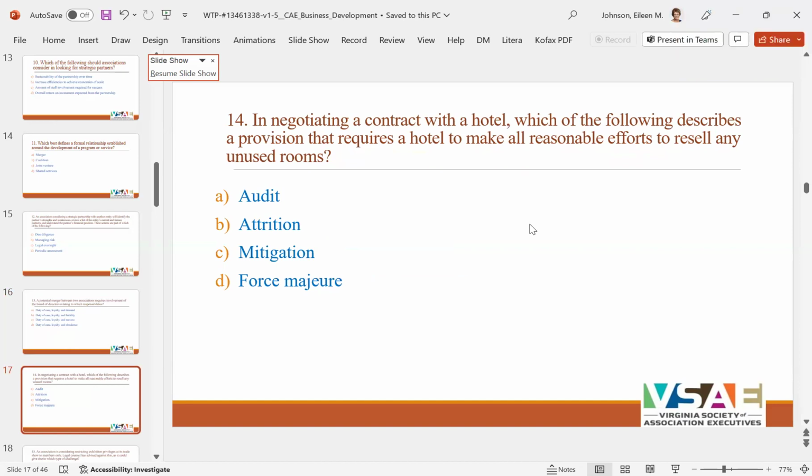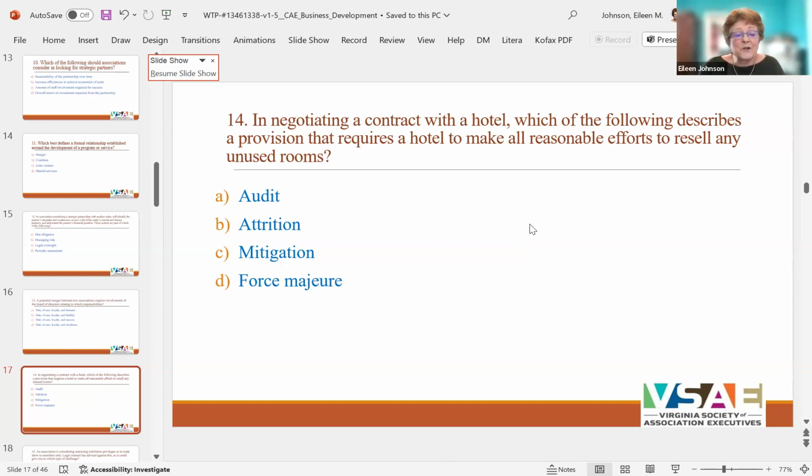Okay, in negotiating a contract with a hotel, which of the following best describes a provision that requires a hotel to make all reasonable efforts to resell any unused rooms? Audit, attrition, mitigation, force majeure. Attrition? And because why? This requires you to understand the definitions of these terms.